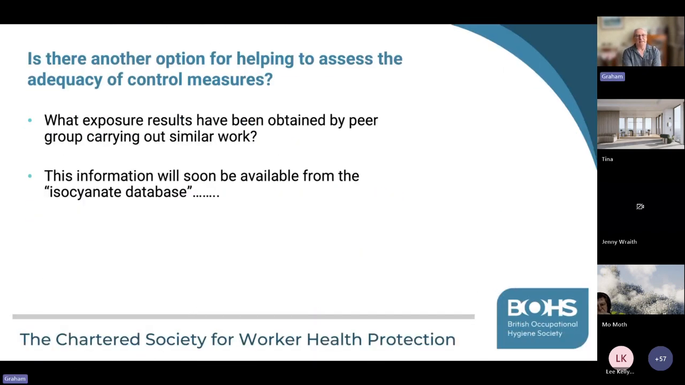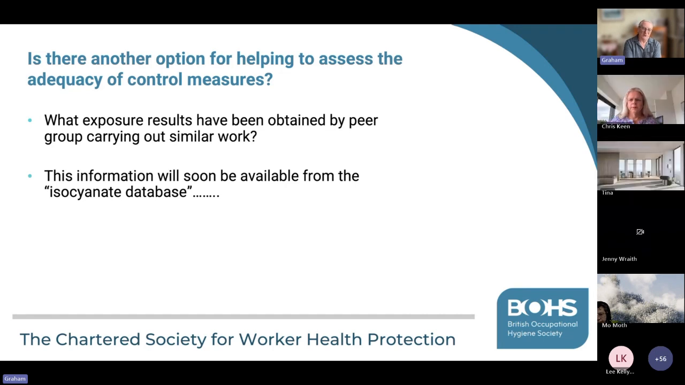So wouldn't it be good, to help us assess our data, wouldn't it be useful if we could actually have exposure results that have been obtained by peer groups carrying out a similar type of work? This information is something that may soon be available, resulting from the Isocyanate database, which we're going to be talking about later in this webinar. So I'll leave the question about how useful this will be hanging in the air like an unextracted isocyanate aerosol and pass you over to Chris, who will do a further explanation of what is in the pipeline.